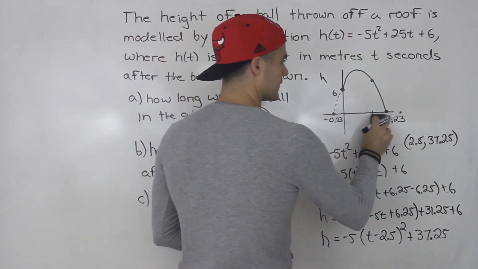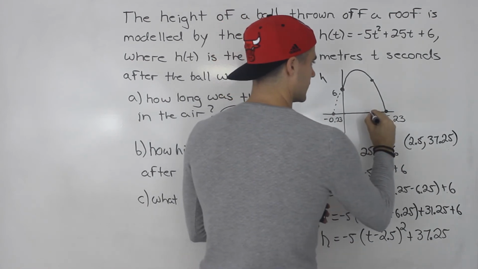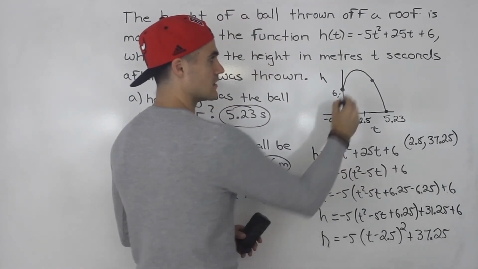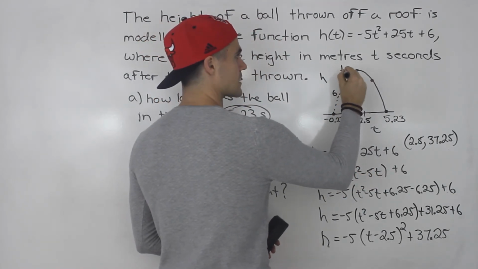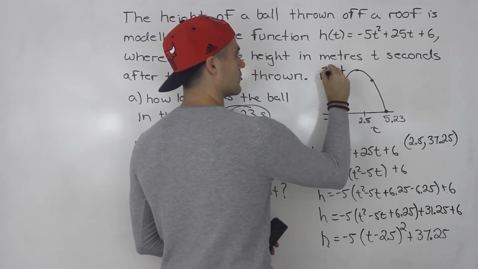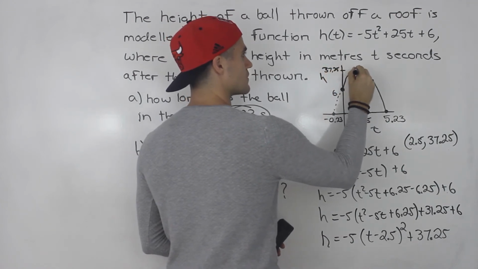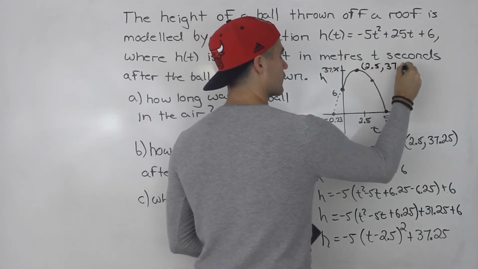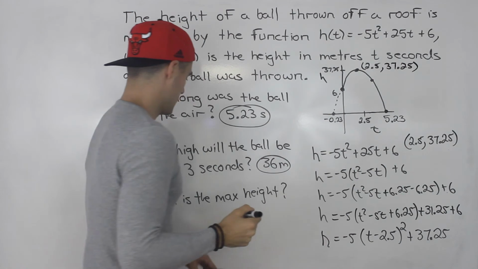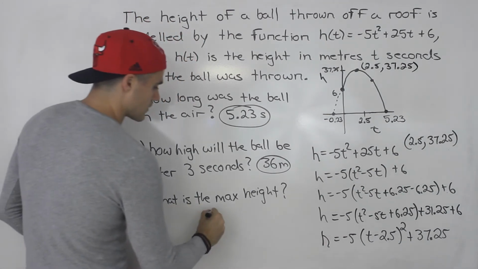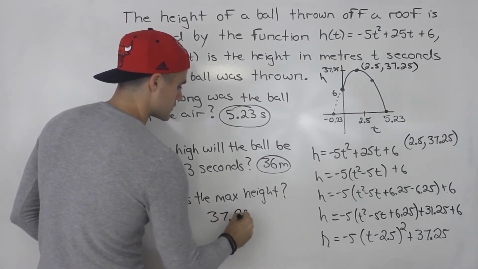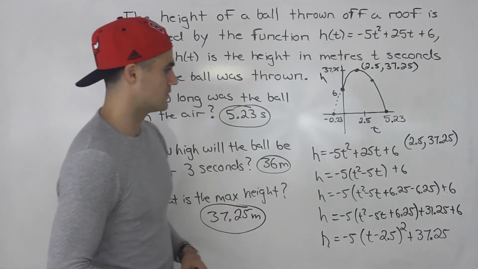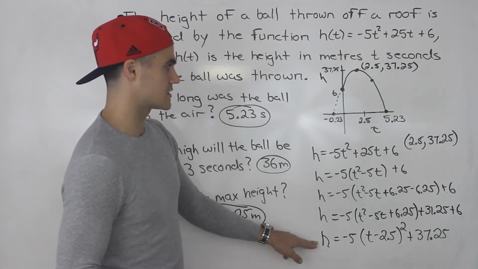Right, so at 2.5 seconds, the ball reaches a max height of 37.25, right? So again, its coordinate is 2.5, 37.25. So what is the max height? 37.25 meters. Right? So that's one way you get the vertex, complete the square.